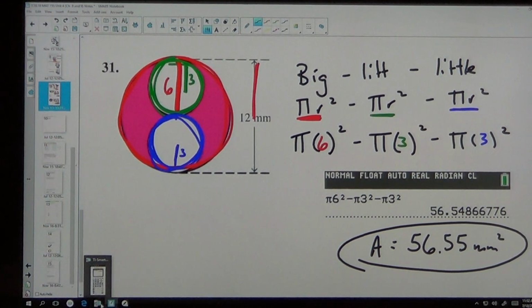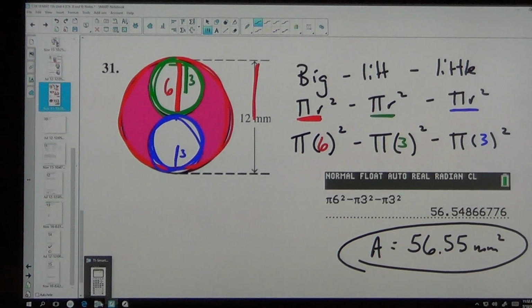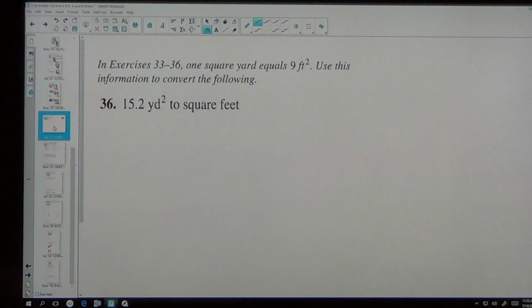Did you do 3.14 or did you do the pi button? The pi button, I did 113.10, take away 28 point. Because you rounded intermediately, that's why we're a little bit off. Okay, but it's okay. So you just don't round? I just didn't round. I just left it whole. All right.